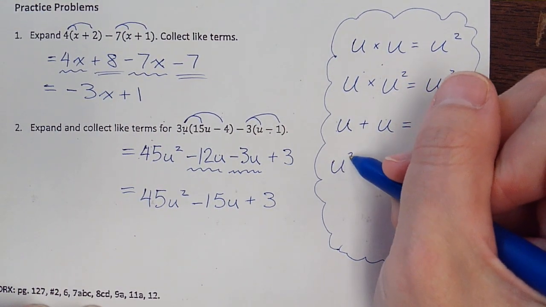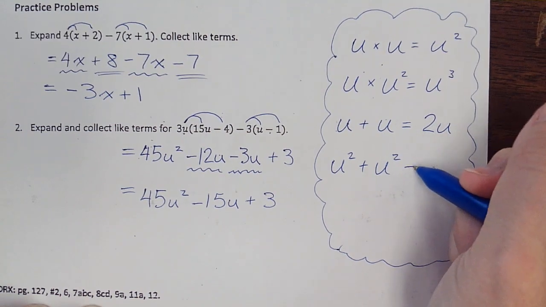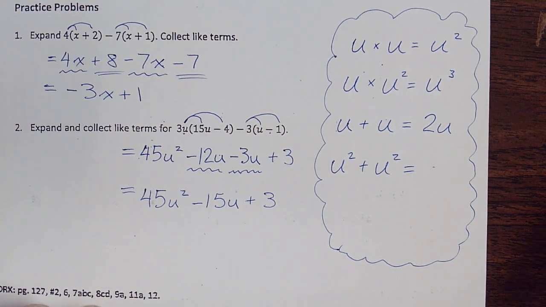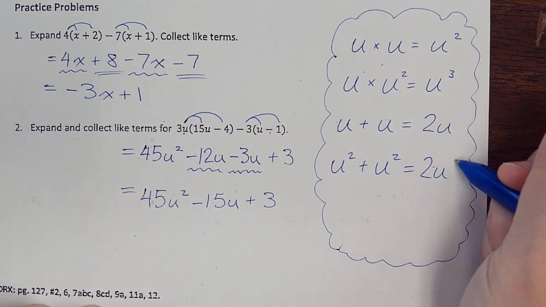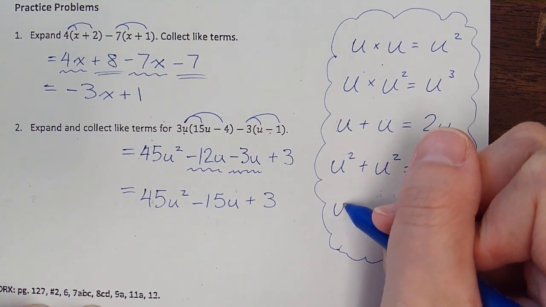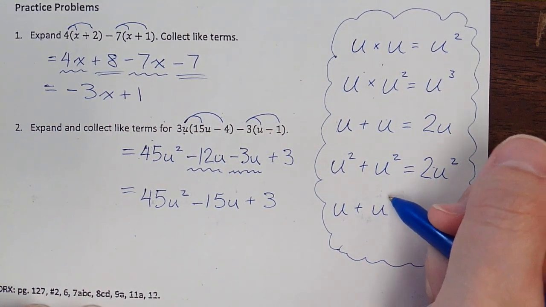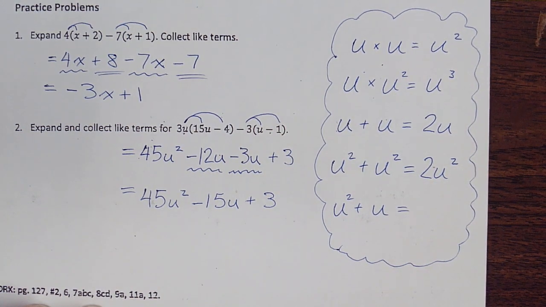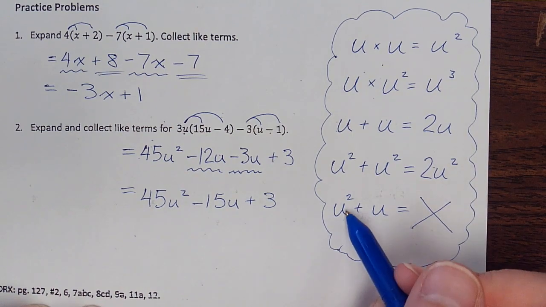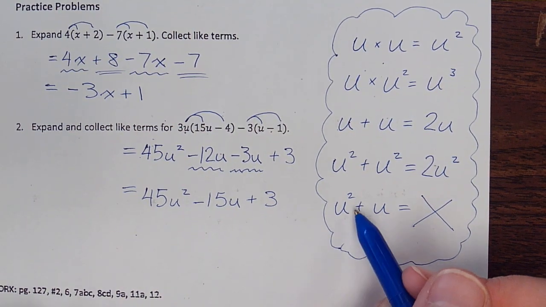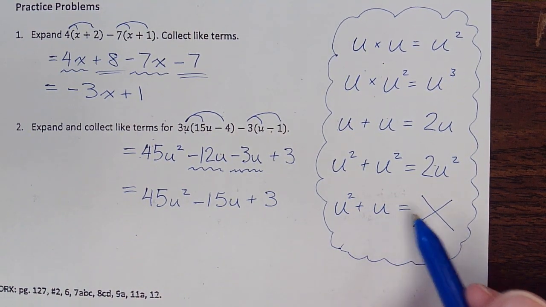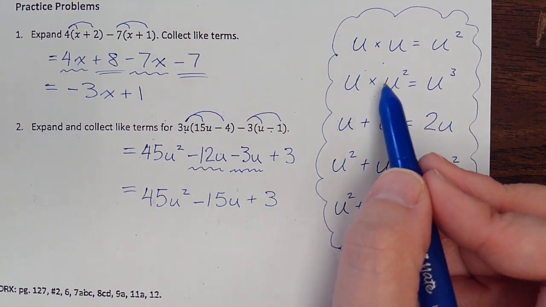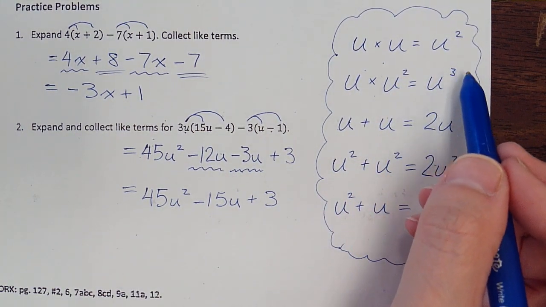What about u squared plus u squared then? Jaden? 2u squared. Yeah. And then last one, u plus u squared. U squared plus u. It won't work. Yeah, that's right. Cannot combine these two because I'm adding. When I'm adding, I cannot combine. When I'm multiplying, I can combine to change the exponent.